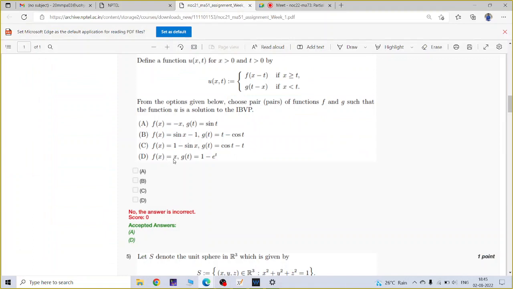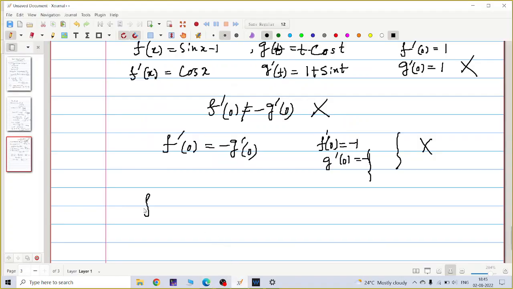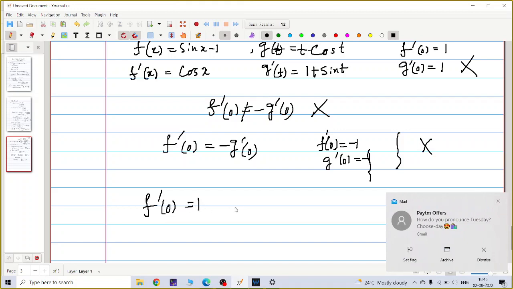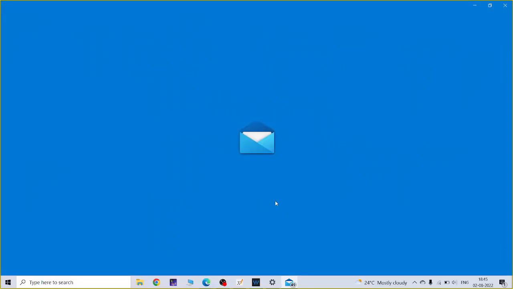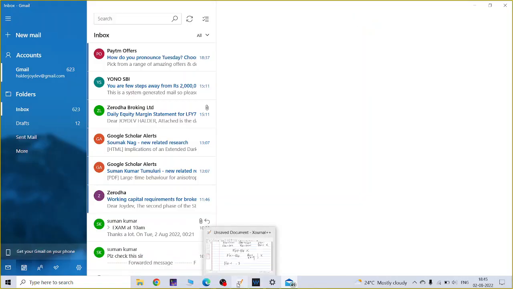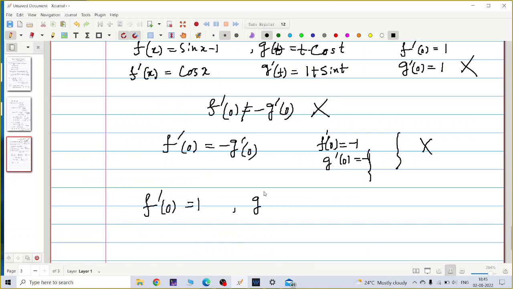Option D, tell me what is F dash x? F dash 0 will be 1. And G dash 0 is what? Minus 1. So is it satisfied or not? Yes, it is satisfied. F dash 0 is 1 and G dash 0 is minus 1. So here F dash 0 equals minus G dash 0, satisfied. So options A and D are correct.